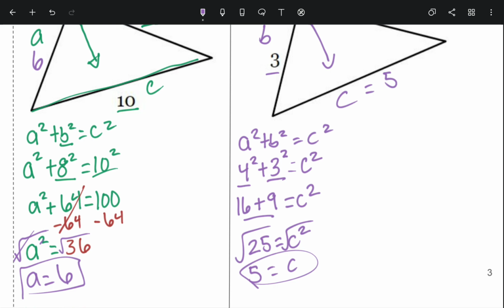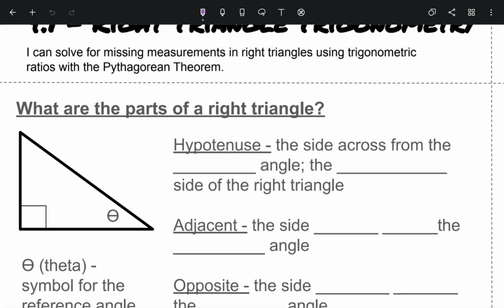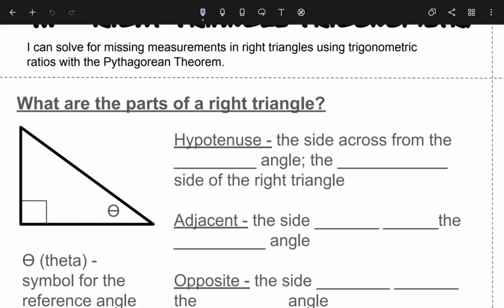We're going to look at some more right triangle stuff and then go into the trig. So let's flip to the next page. And we are looking at what are the parts of the right triangle. So our first side is the hypotenuse. As we already discussed, this is the side across from the right angle, and it is the longest side of the right triangle. So if we go here, this side is our hypotenuse.